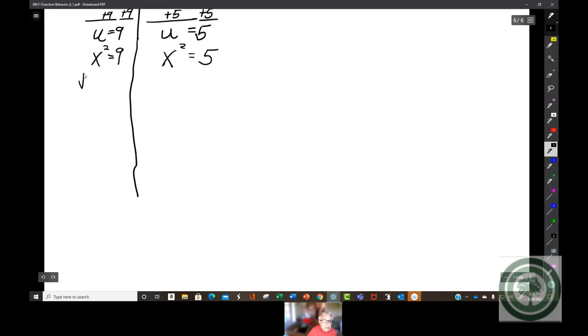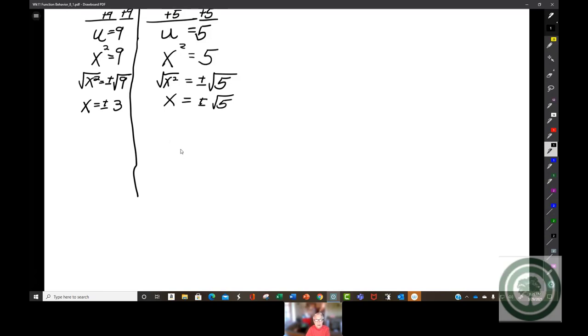So I take the square root of both sides so I can get x. And when you use the square root method like this, you have to put a plus or minus the square root of the right-hand side. The square root of x squared equals plus or minus the square root of the right-hand side, which is 5. All right, the square root of 9 is 3. The square root of x squared is x, so x equals plus or minus 3. And x equals plus or minus the square root of 5.